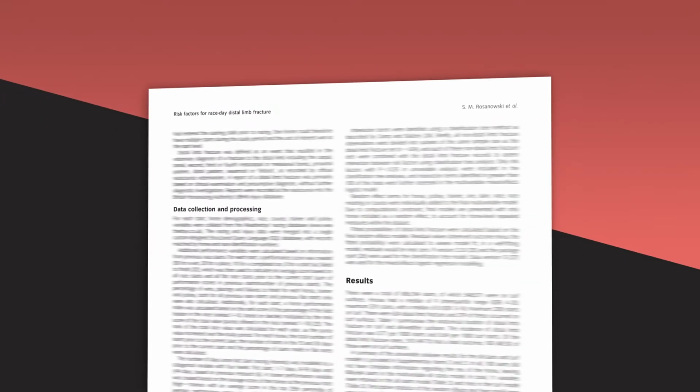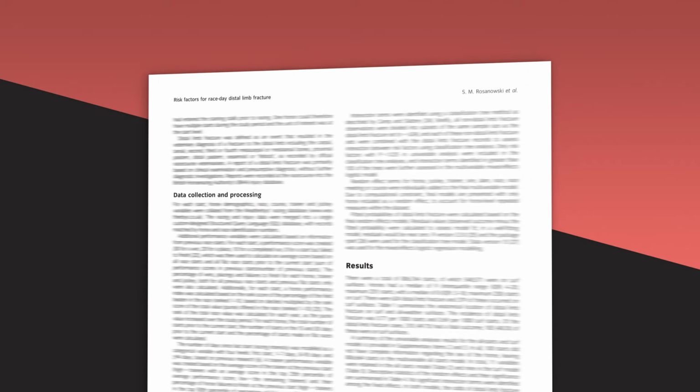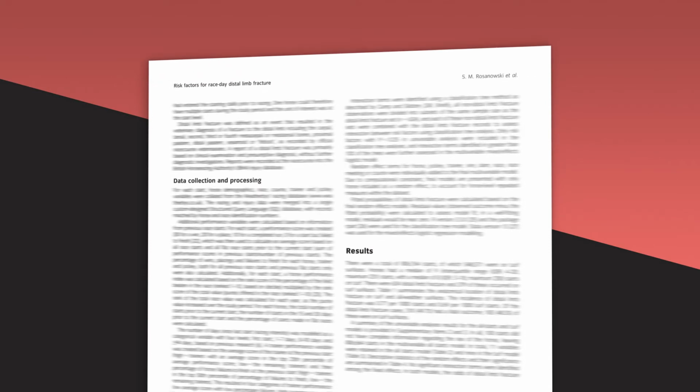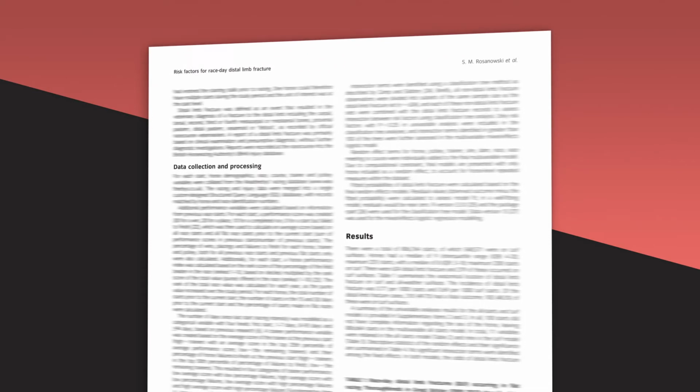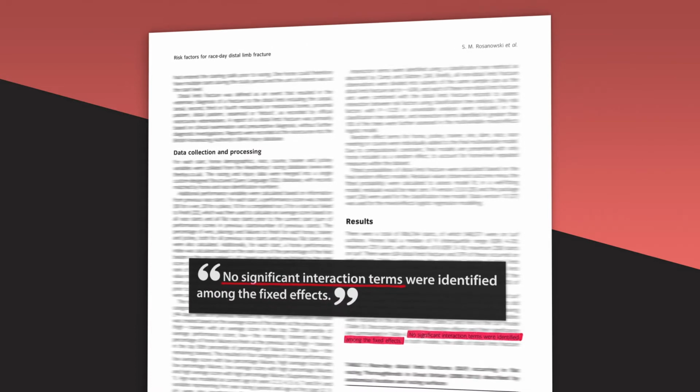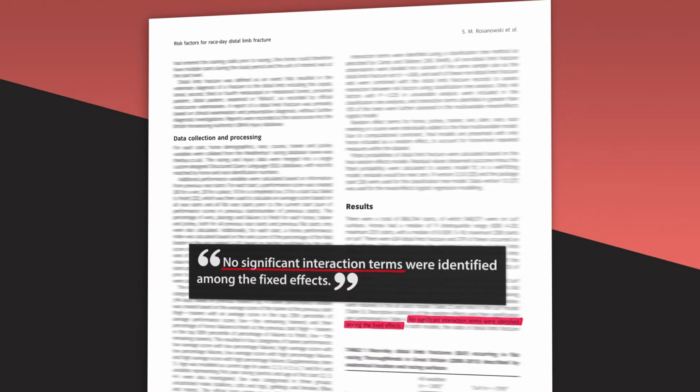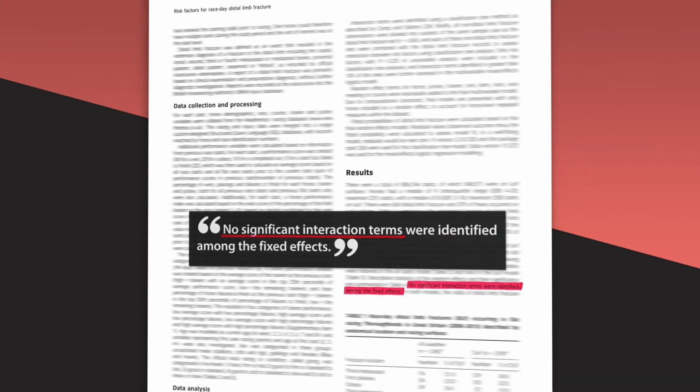When researchers start a project, they have hypotheses or expectations about what the results could be. The results section addresses these expectations. For example, in this study, the researchers thought that there might be a relationship among certain variables, but there wasn't. No significant interaction terms were identified among the fixed effects.